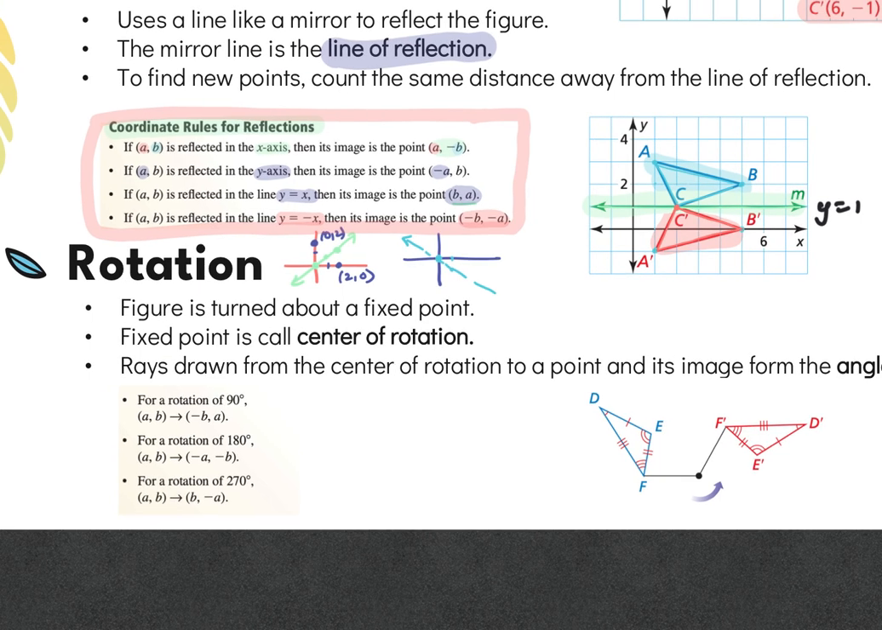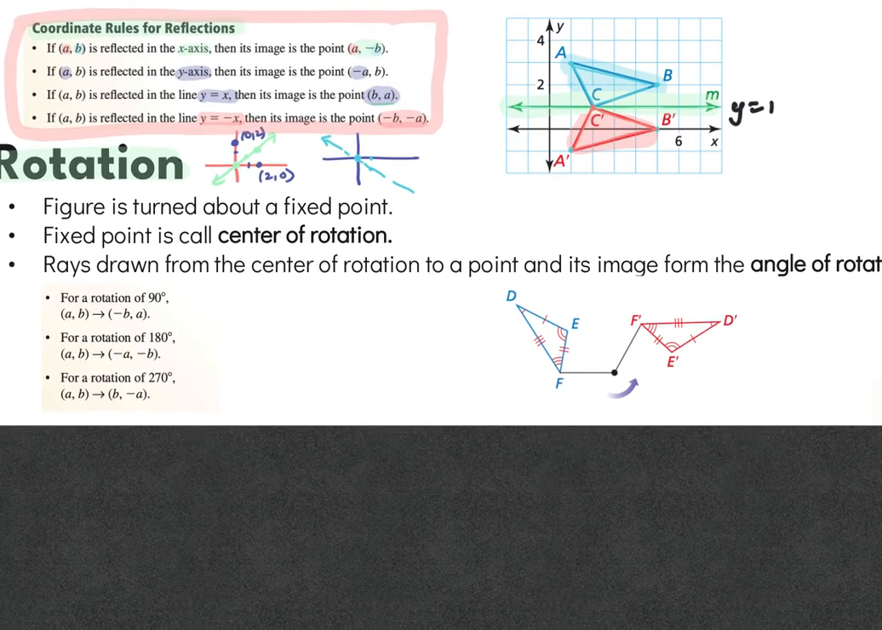And the last non-rigid transformation is a rotation. These are rotated around a fixed point. So you could imagine taking an object and spinning it clockwise or counterclockwise. Notice this picture here. This is your pre-image. It was spun in the counterclockwise direction, and it ends here. So this little arrow is telling you which direction it went. That's your counterclockwise rotation.